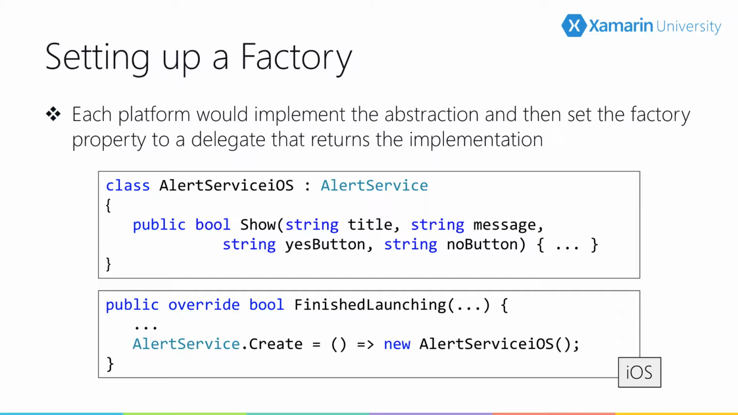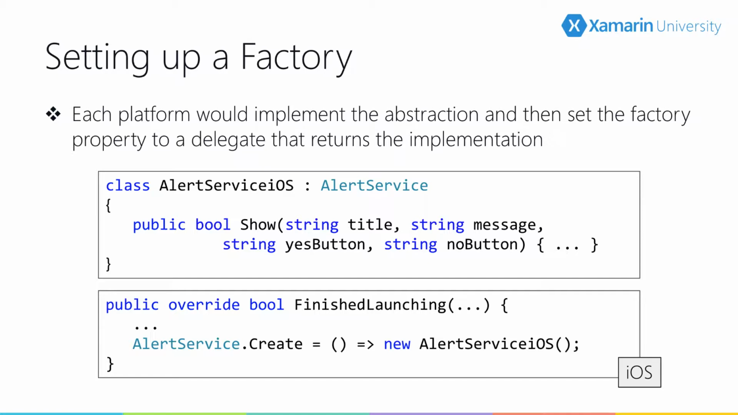Which means if our shared code is now calling the show method, it will actually call into the platform-specific code. All we still have to do is to connect the two with each other. We have to find a way to tell our shared code that, hey, here's the concrete implementation. And that's what the create function is for. That's what the factory method is for.